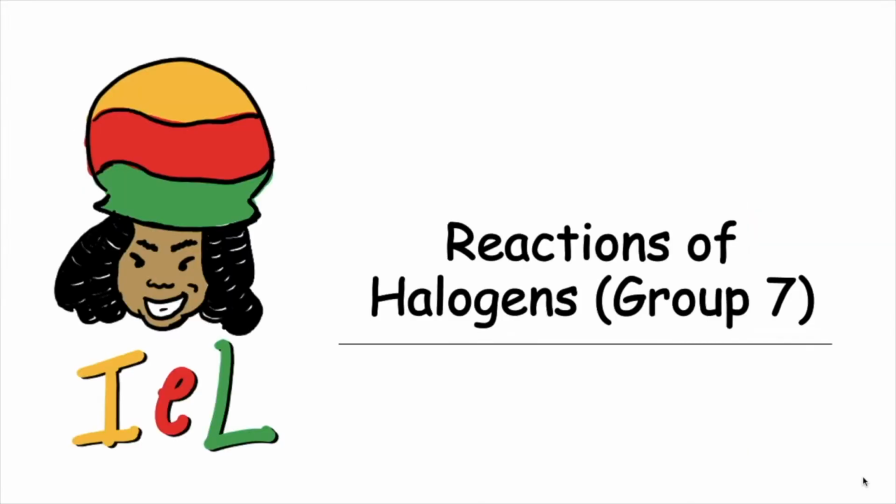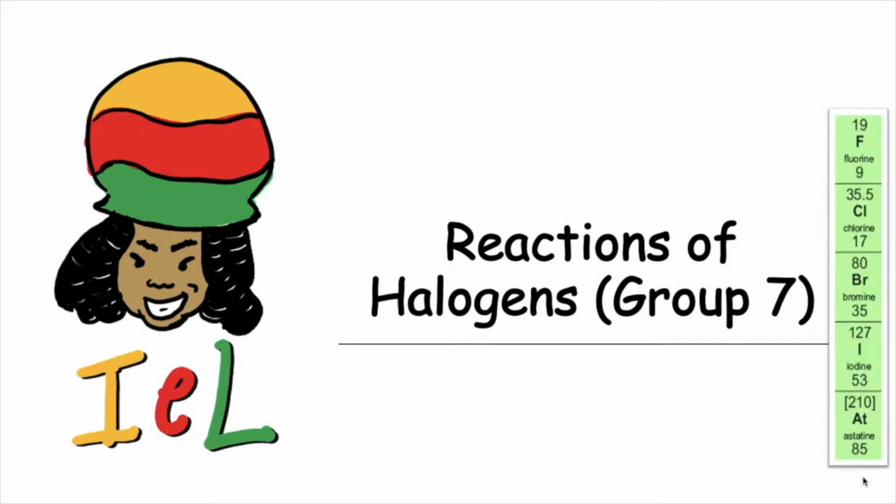Reactions of halogens, group 7 elements. Based on what we have just learned, the reactivity of the halogens decreases down the group. Therefore, fluorine is the most reactive and iodine and astatine are the least reactive. In this segment, we will only examine the reactions of chlorine, bromine, and iodine because fluorine is highly toxic and difficult to handle, and astatine is radioactive.